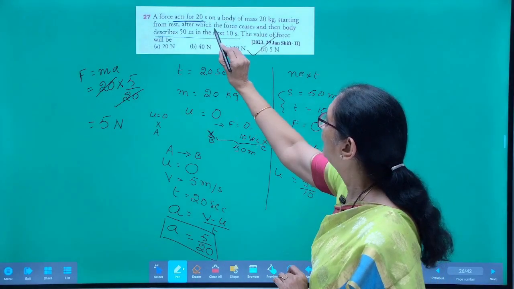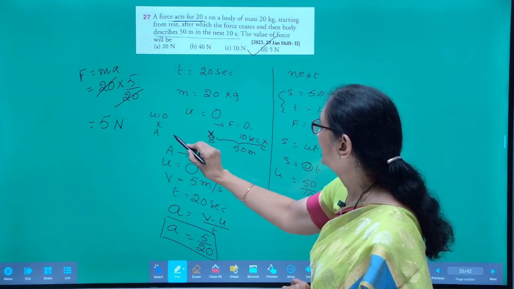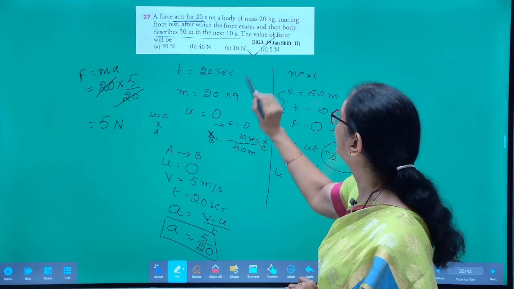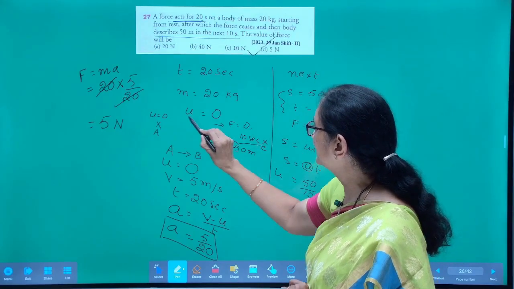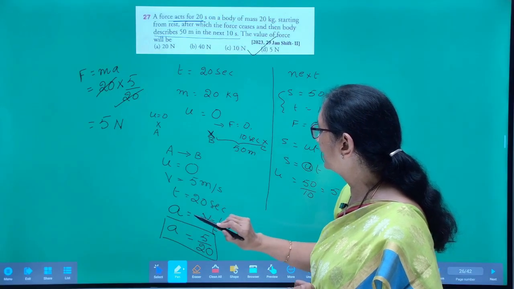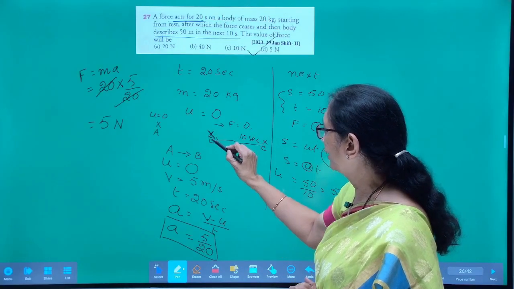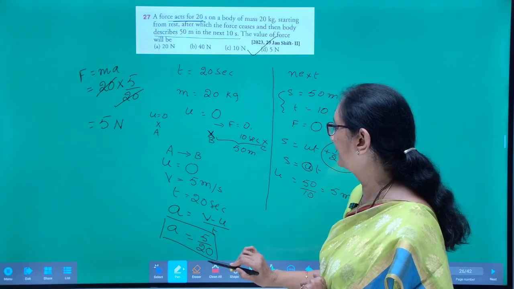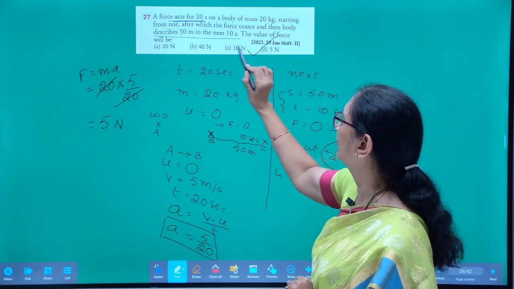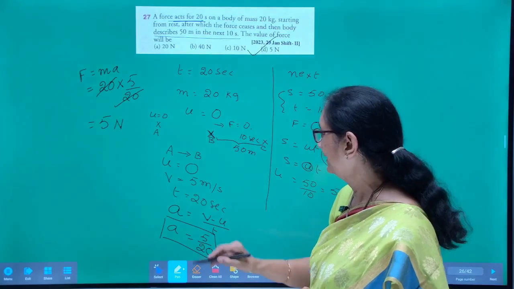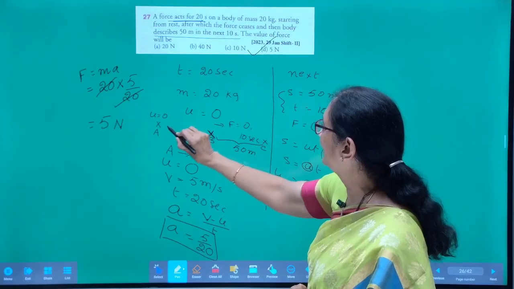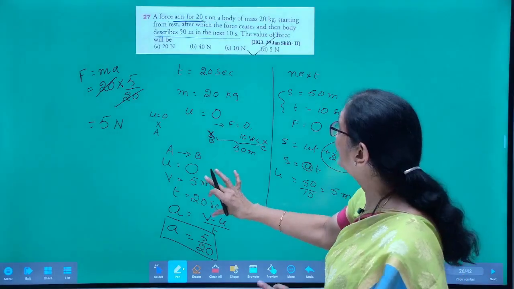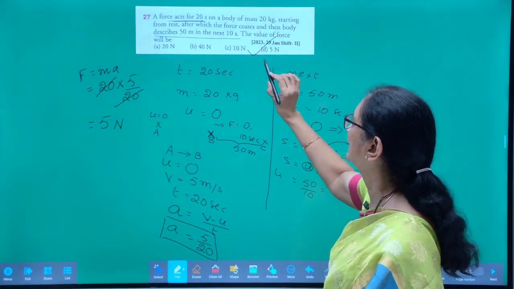Look here. Force acts for 20 seconds, that is from A to B, force acts. Initially, the body starts from rest. So if you consider the journey from A to B, u is equal to 0. V we do not know, velocity at B is not given initially, time of action of force is 20. But you are supposed to find the force in those 20 seconds. So if you find the acceleration from A to B, we can find out the force. So to find the acceleration, the next data is given.